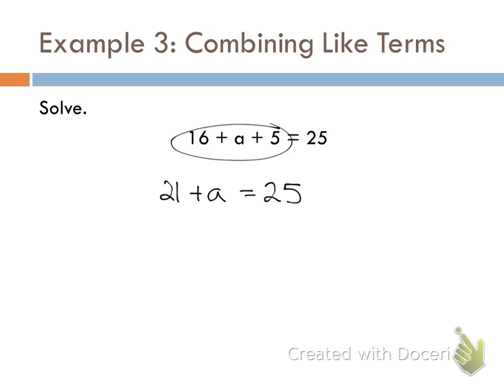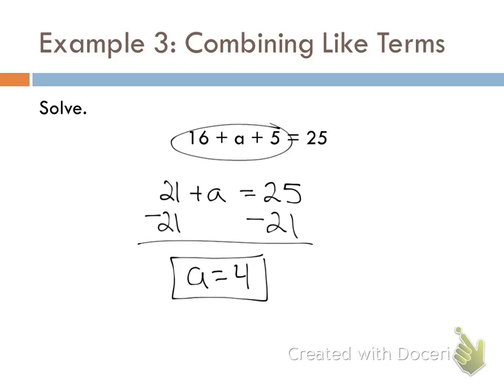Then it's very clear to see what you need to do to solve for A. What do you do to solve for A? Subtract 21 from both sides. A equals what? 4. A equals 4. And then you can plug it back in and check just like you always do. All right? So simplifying like terms.